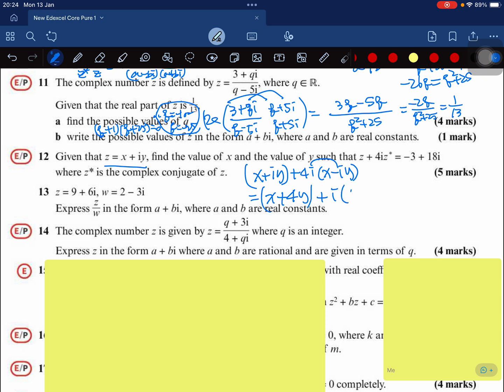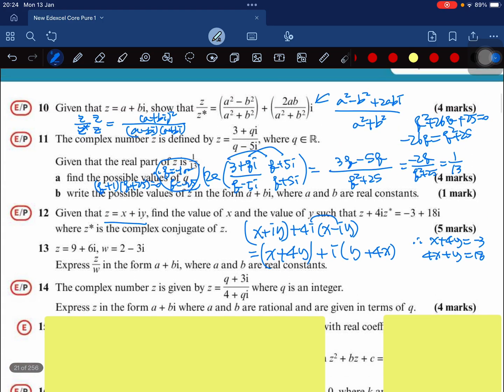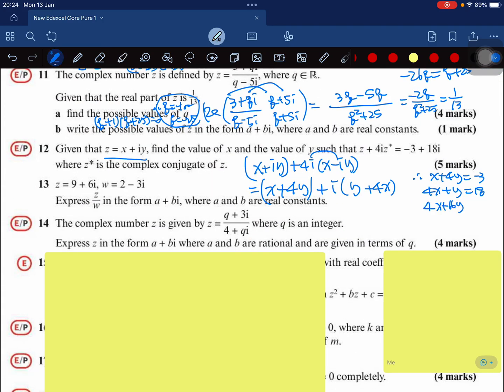Plus imaginary part is y plus 4x. Therefore, x plus 4y becomes negative 3, and 4x plus y becomes 18. So 4x plus 16y becomes negative 12. Then 15y becomes negative 30, so y equals negative 2, and then x equals 5. So therefore z, x and y, that's it.